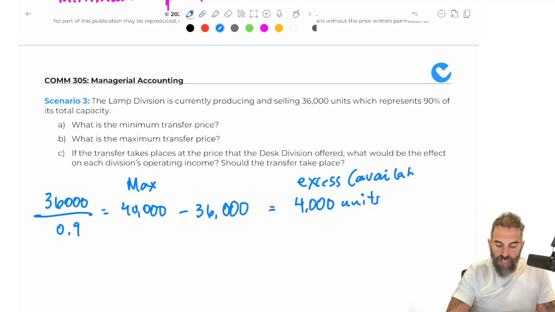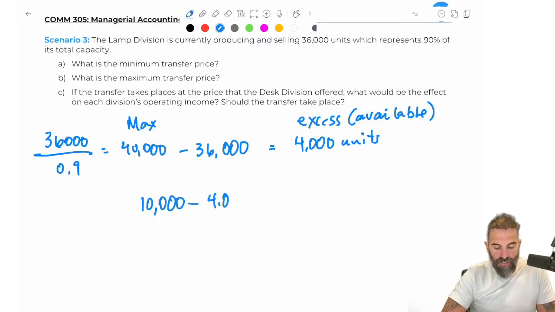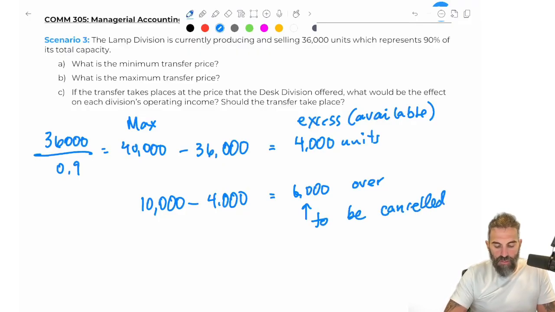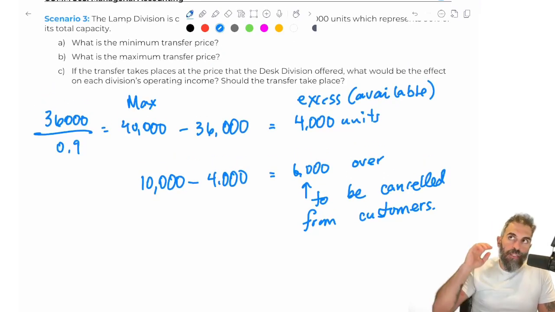So let's think about that for a second. The desk division wants 10,000 units. I have 4,000 available. So if I take 10,000 minus the 4,000, we're only over capacity by 6,000. We're 6,000 over, so that is what we will cancel. So to be canceled from customers. I want you to think about, you could pause the video here and just reflect for a moment.